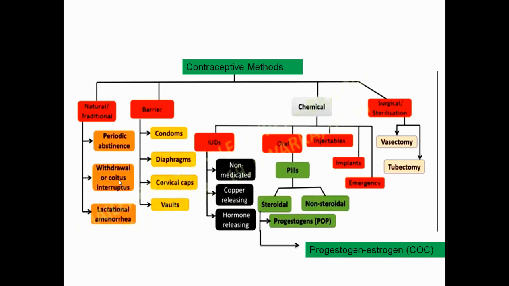Next, the IUDs. What are IUDs? These are non-medicated, copper releasing, and hormone releasing. Oral ones are of pill type. They can be taken in the form of tablets. So these are steroidal, non-steroidal, POP and COP. What is POP? That is the progesterone oral pill. Next is COC, the progesterone-estrogen combined pill. So the full form of COC is combined oral contraceptive. Next is the subcategory of surgical sterilization. You have already studied in class 10th: these are vasectomy and tubectomy.